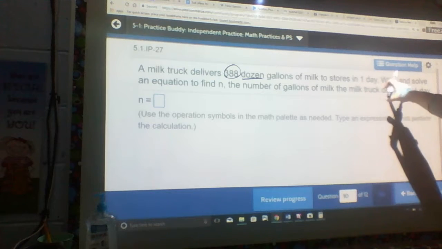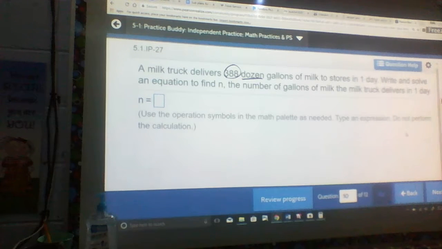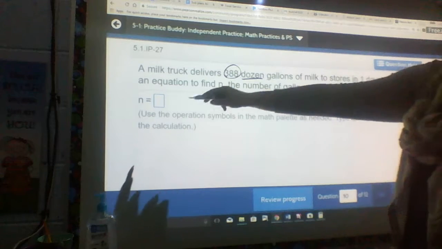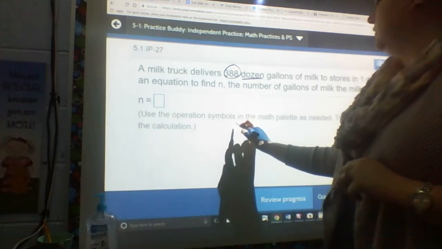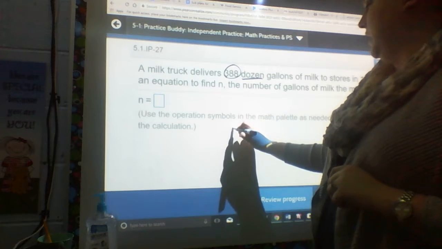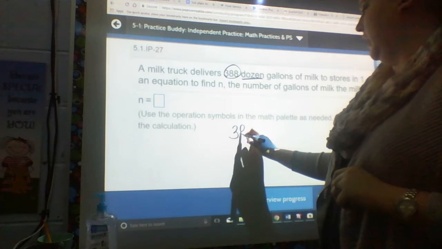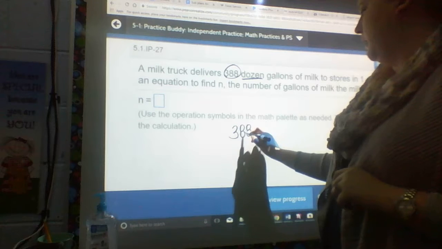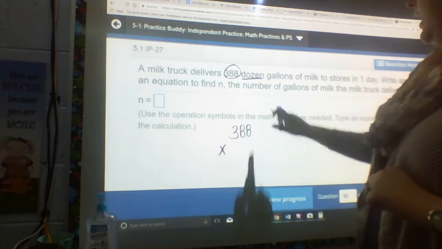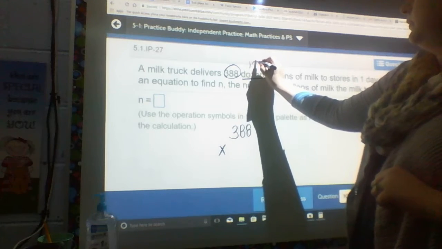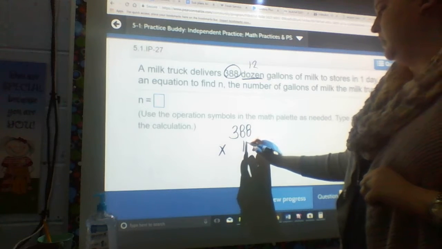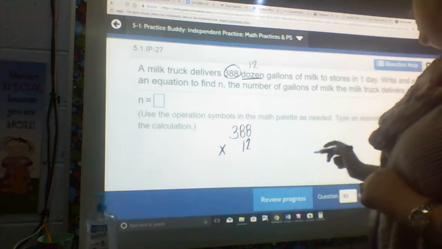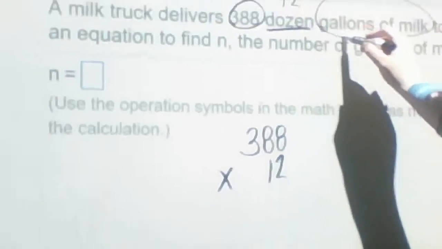So I need the expression, and it says to solve the equation up here, but I can't just type in the number. I need to do the whole expression. So to find my answer for this one, I'm taking 388, and since dozen means 12, I'm going to multiply 388 by 12. That'll give me the gallons of milk per day.